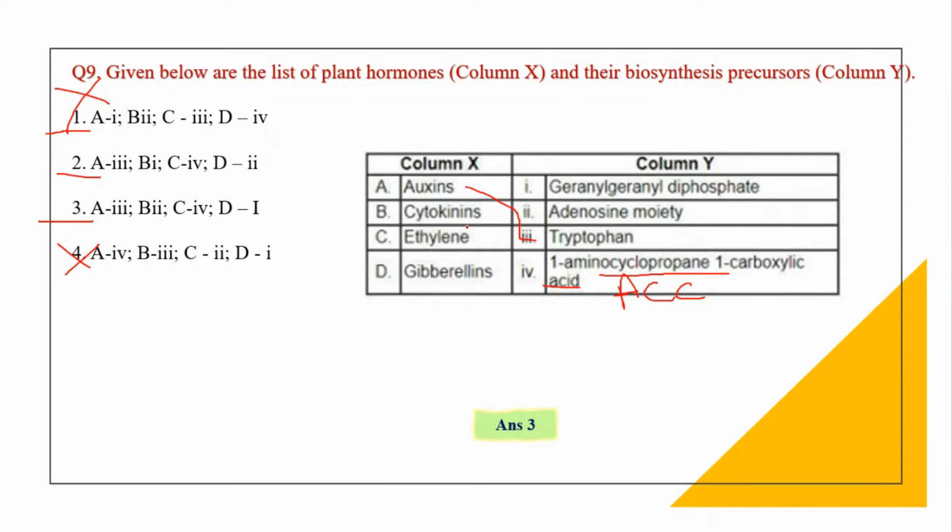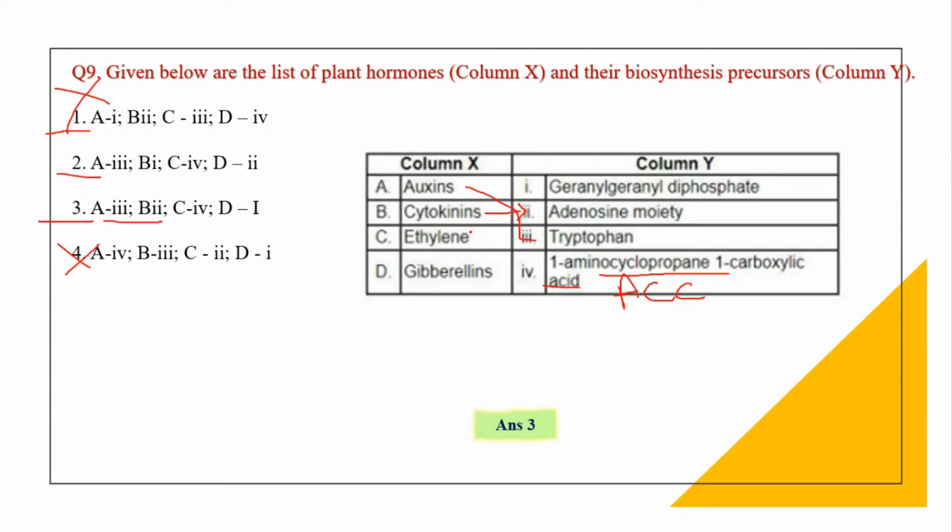Then you have got cytokinin. If you remember, most of the examples of cytokinin, that is naturally occurring versions and the synthetic versions of cytokinin, all these are adenine derivatives. Whether you take kinetin or zeatin, their examples all are adenine derivatives. So it is option 2. Now you are in the safer zone.